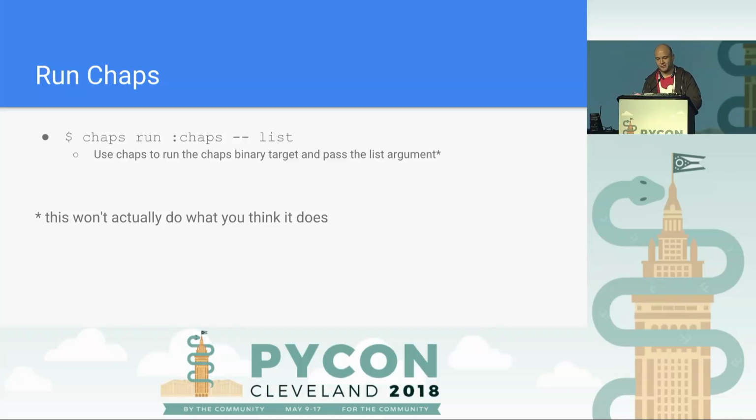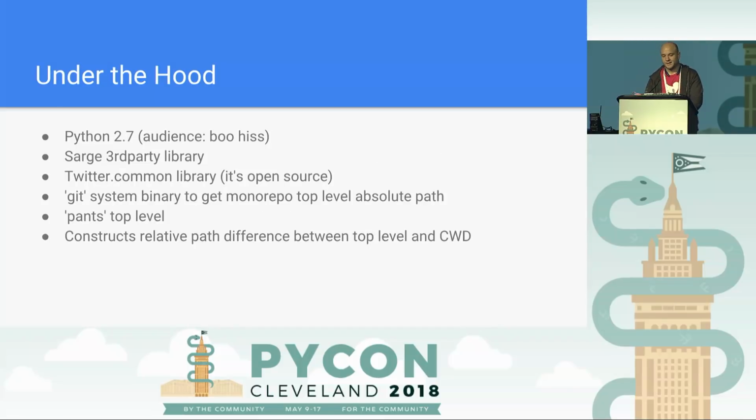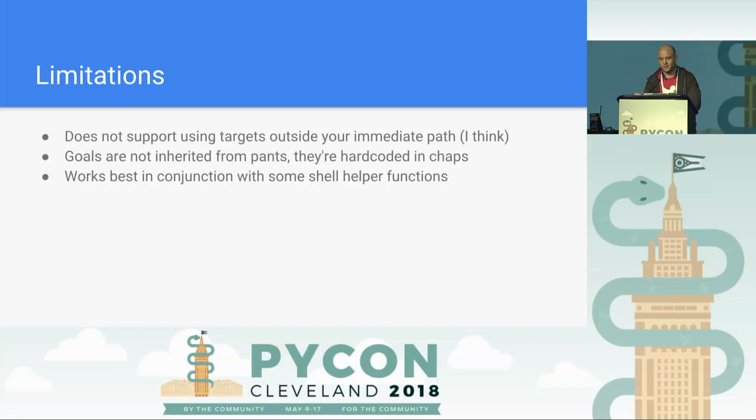Caveat on this, it doesn't actually do what you think it does. Under the hood, it's Python 2.7. I use the Sarge third-party library. I also use the Twitter Common library. It's open source. It uses the Git system binary, uses the Pants top level, and then it just constructs the relative path difference between the top level and your current working directory.